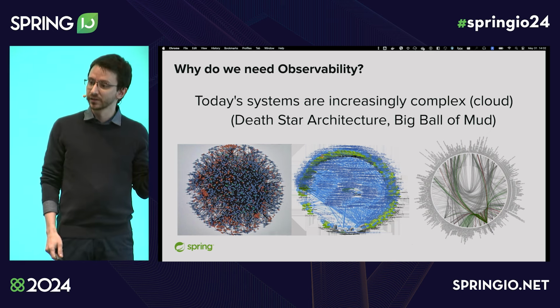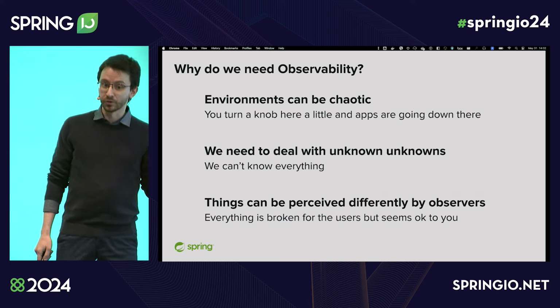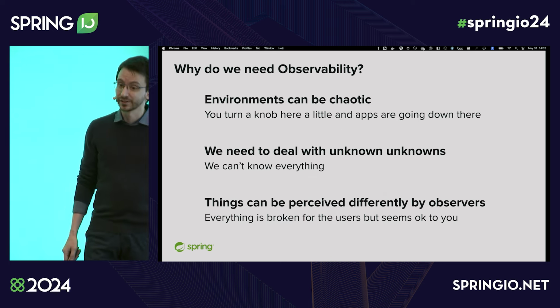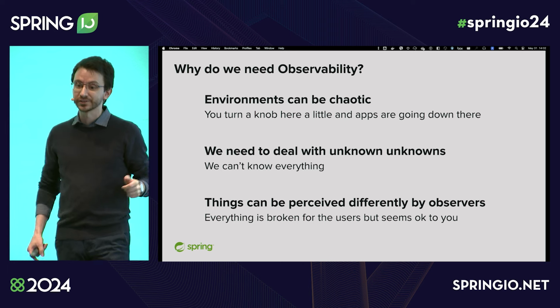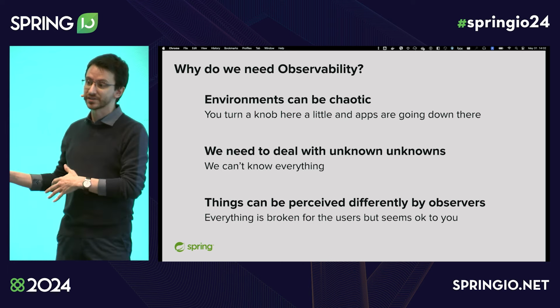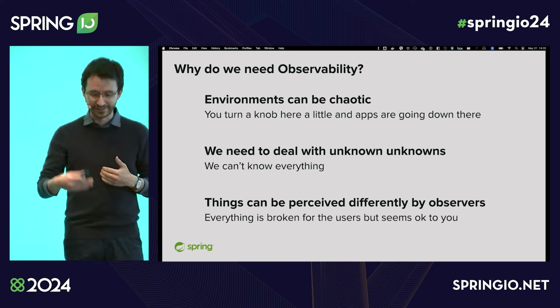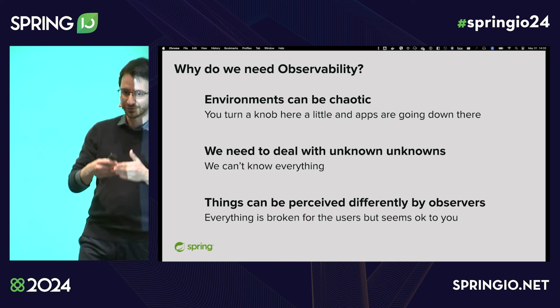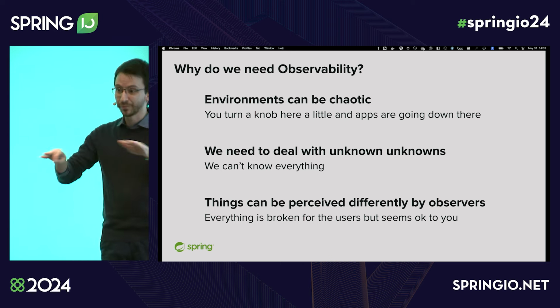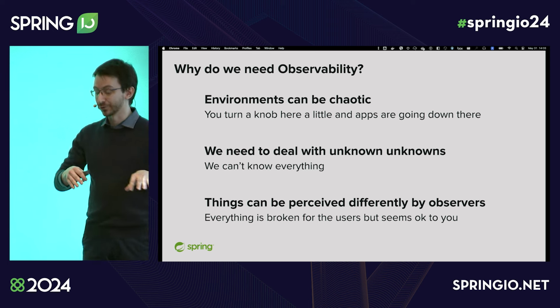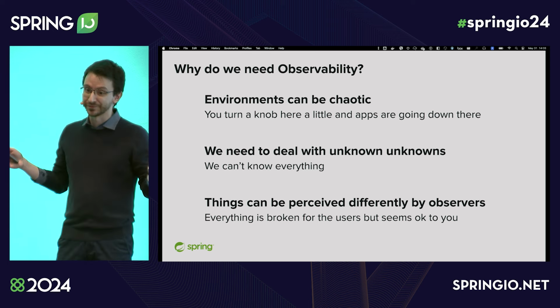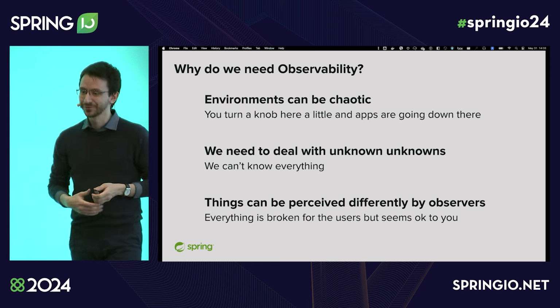So if you need to troubleshoot something in this, it's not very fortunate, but it's a little bit worse because on this scale, something is always broken. Also, these environments are very, very chaotic, which means that you turn up here a little, and in another region, services will go down. Also, we need to deal with unknown. We cannot know everything. There are things in your environments right now that you don't know about, and they take down production, or can take down production. Eventually, they will if you let them run enough.